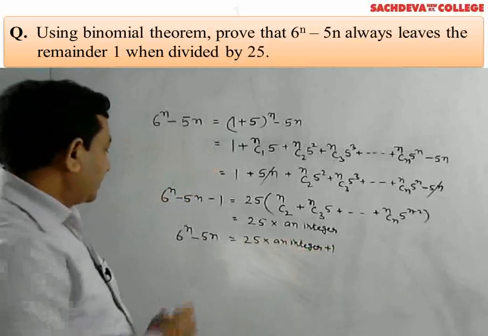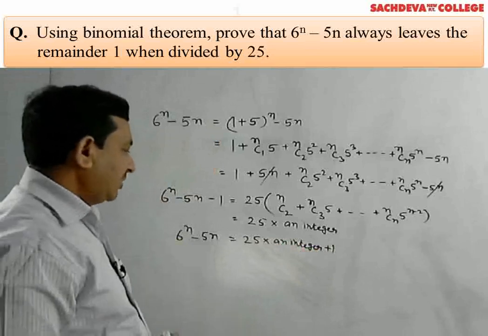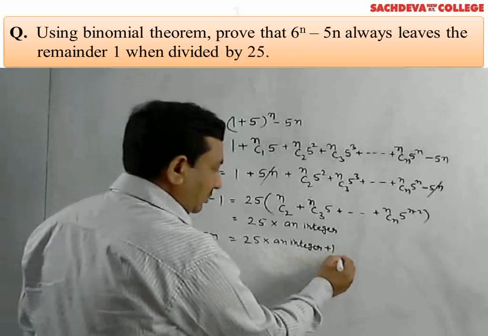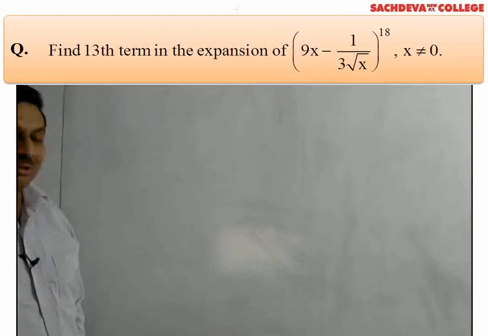It means 6 to the power n minus 5n when divided by 25 leaves the remainder 1. Now we solve the next problem.